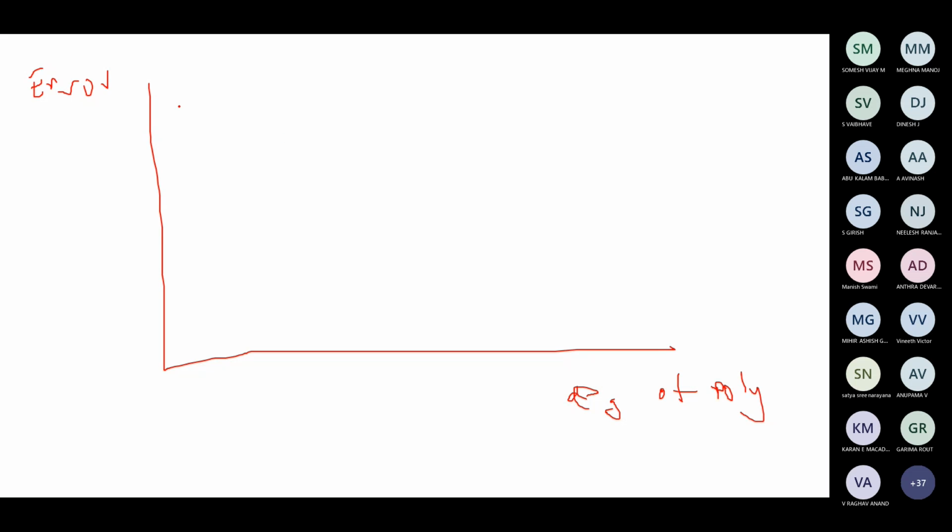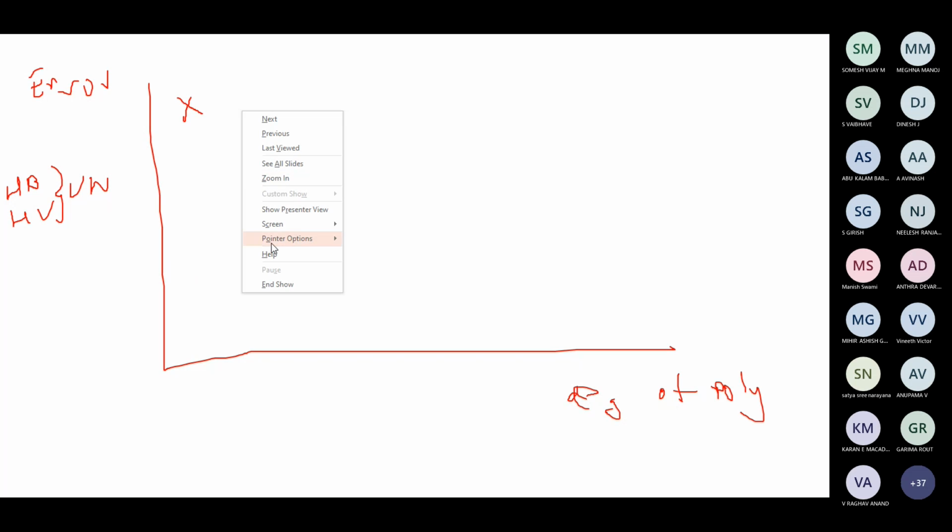Now, what do we do, students? Consider this is training error. This is where we have underfitting. In underfitting, the training error is also high. That is high bias and high variance. For underfitting, high bias, high variance.